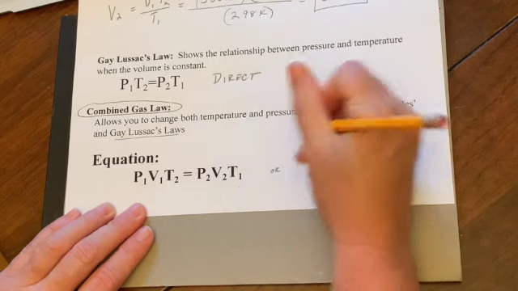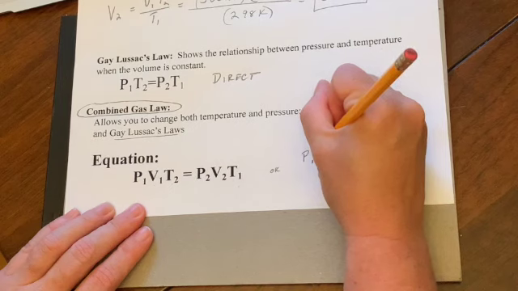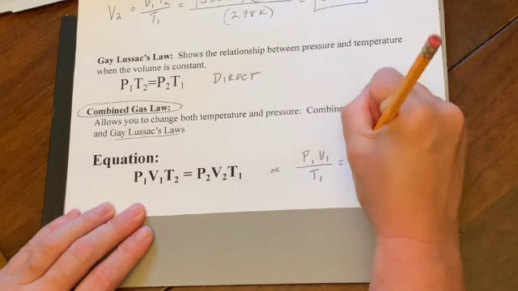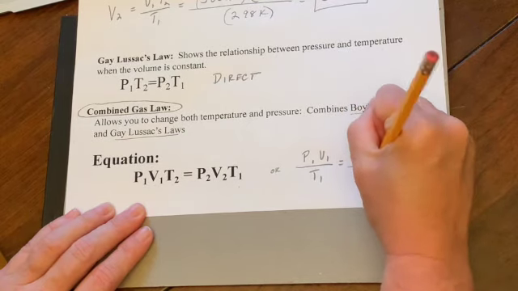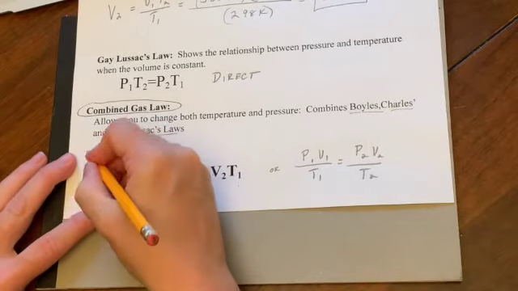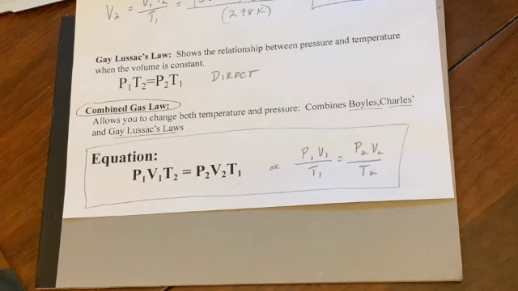You could certainly write it as this. Some people like all their initials on one side: P1 V1 over T1 is equal to P2 V2 over T2. Either one of these is perfectly valid. But this is our combined gas law, the one we will be using a whole lot in our next set of practice. Okay, have a great day, everybody.